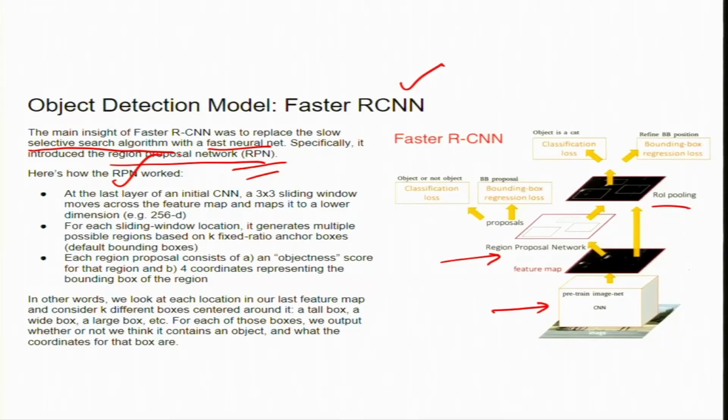So, let us see the unique thing about Faster RCNN, the region proposal network. In the last layer of the initial CNN, the sliding window moves across the feature map and maps it to a lower dimension for each sliding window location. It generates multiple possible regions, and each region proposal now consists of an object score and the coordinates. In other words, we have to look at each location and consider k different boxes centered around it. So, this was Faster RCNN.